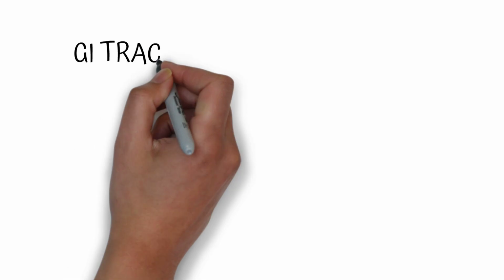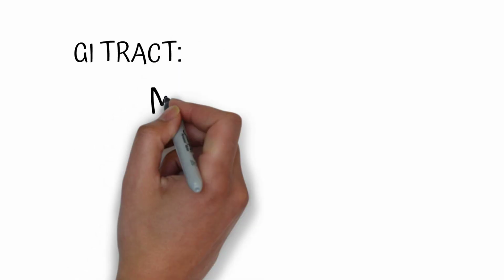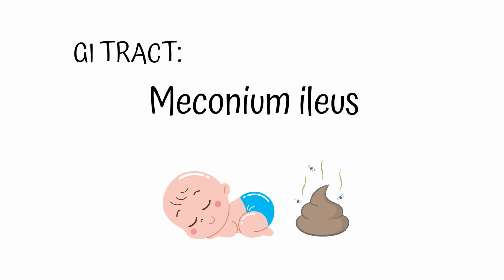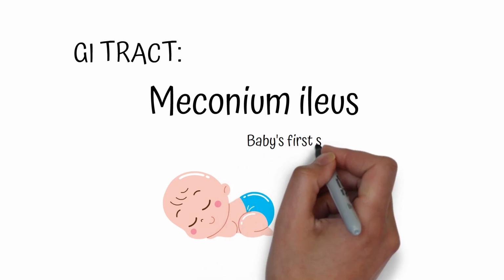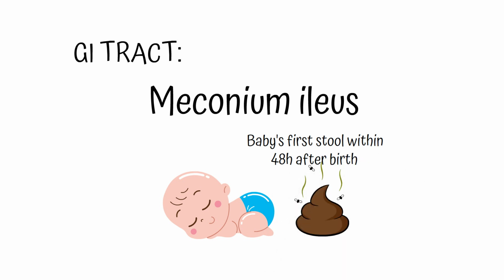Thick mucus in the GI tract can cause a condition called meconium ileus, which can be the first presentation of cystic fibrosis in babies. Meconium is the first stool that a baby passes as soon as it's born, and this usually happens within 48 hours after birth. Failure to pass meconium within the first 48 hours after birth is called meconium ileus, and this can happen due to the abnormally thick stools in cystic fibrosis.